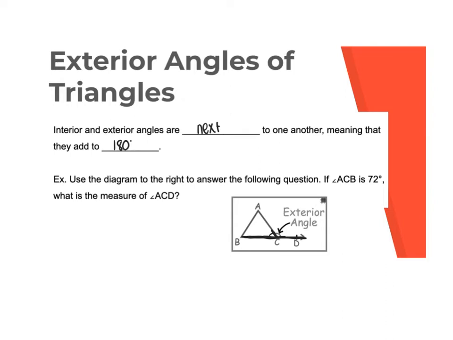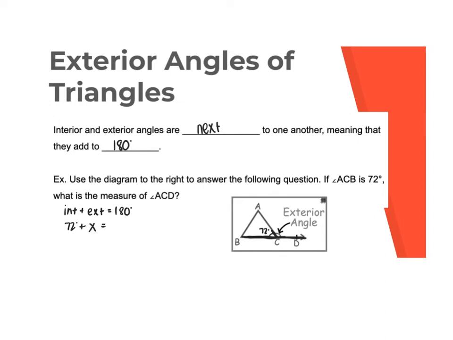So let's answer this example problem. Use the diagram to the right to answer the following question. If angle ACB is 72 degrees, so that's our interior angle, what is the exterior angle ACD's measure? So we have our interior plus exterior must equal 180 degrees. We know our interior measures 72.